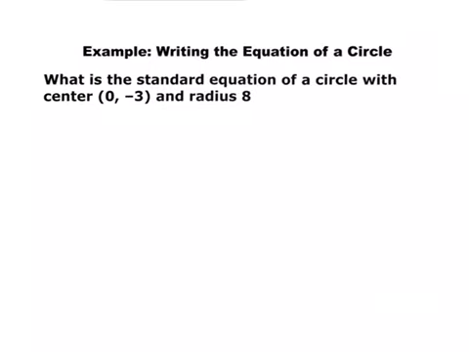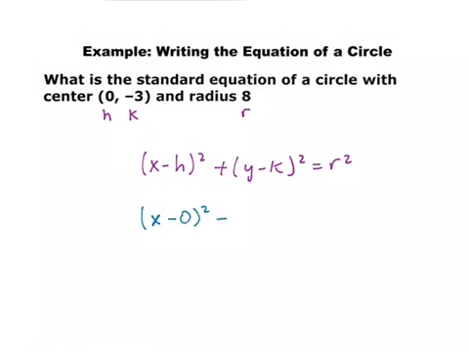Same idea. They tell you the center here is 0, -3, and the radius is 8. So that's our r. Now we want to put this equation into standard form. So we've got x minus h again squared plus y minus k squared equals r squared. So let's go ahead and plug in what we know. X minus h would be x minus 0 squared plus y minus a -3 squared equals 8 squared.